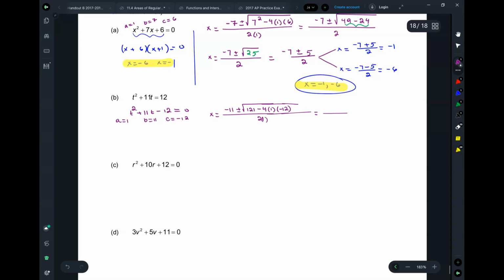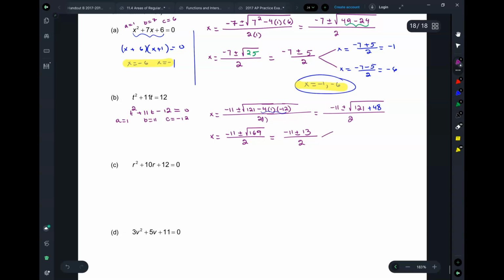So this is equal to negative 11 plus or minus the square root of 121. And how much does that give you? Positive 48, all over 2. Negative 11 plus or minus the square root of 169 over 2. And oh look, this one simplifies as well. 13 over 2.